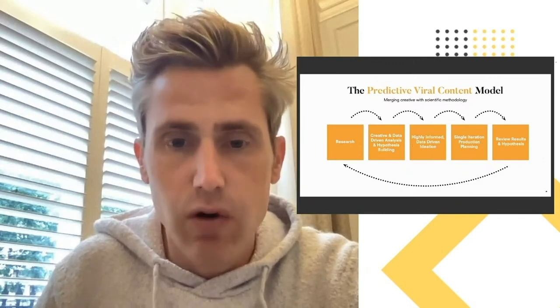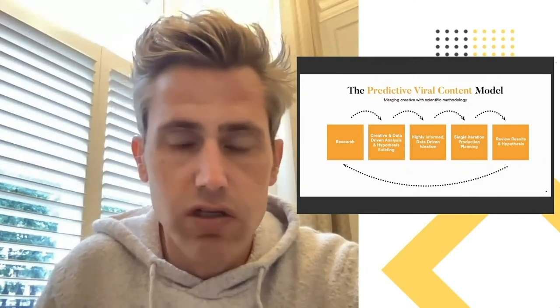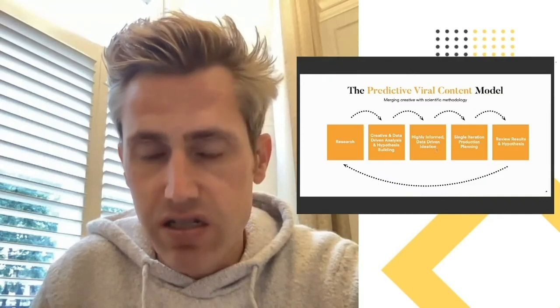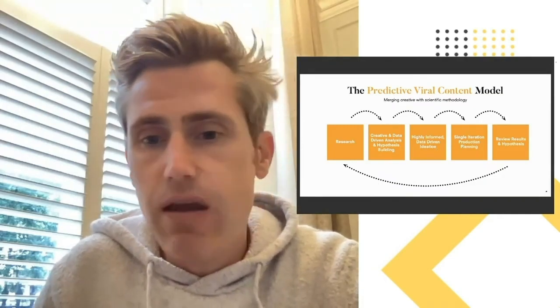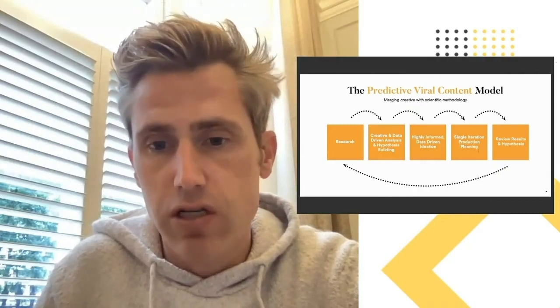So what is the content we're going to create? Is it an image? Is it a video? What's the story? How is it going to stop the scroll? How is it going to hold it on the retention graph? And then we go to a single iteration production planning.